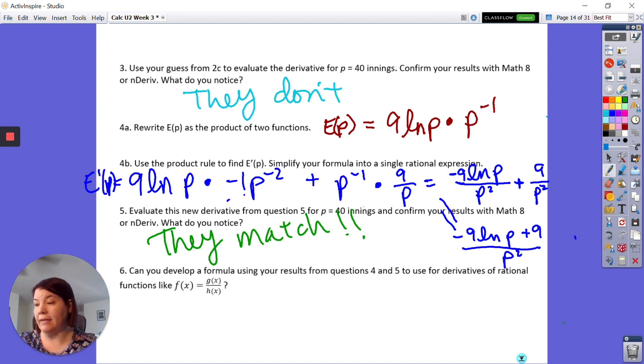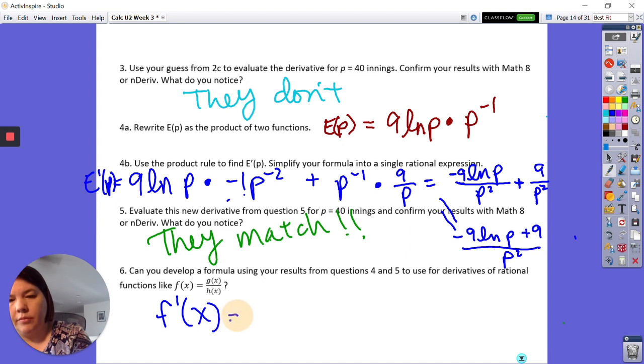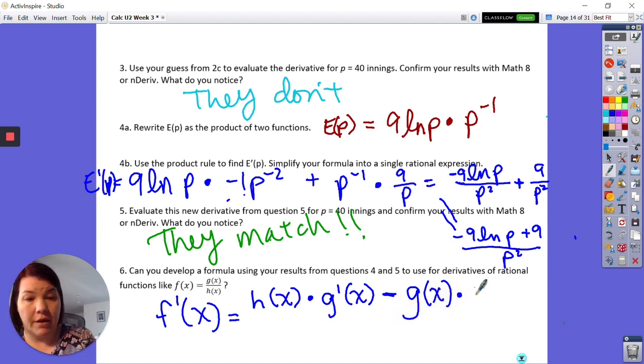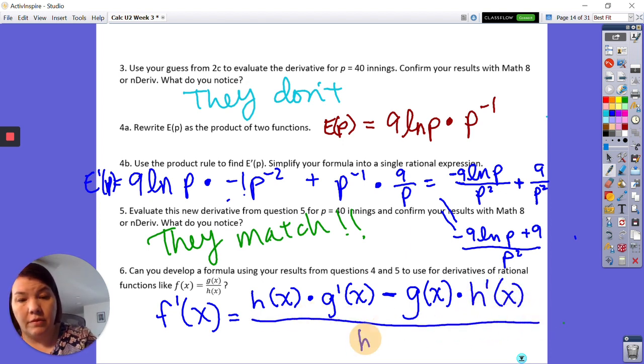Now, question 6 asks us to magically develop a formula for this. And if we were in class, I'd make you struggle and try all the things, but right now I'm just going to tell you. So, f prime of a quotient is equal to the function in the denominator times the derivative of the function in the numerator minus the function in the numerator times the derivative of the function in the denominator all over the denominator squared.